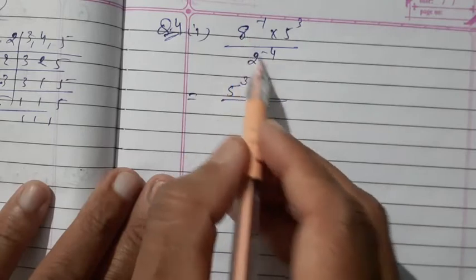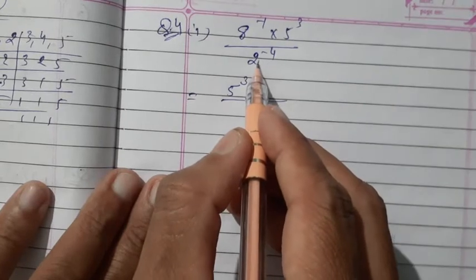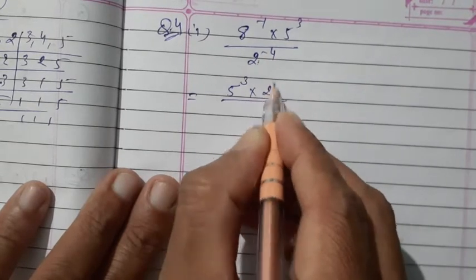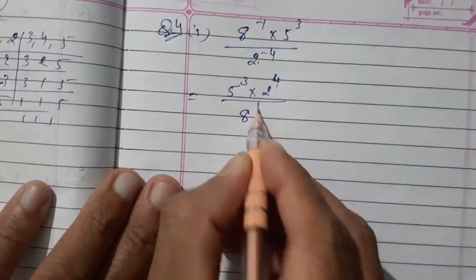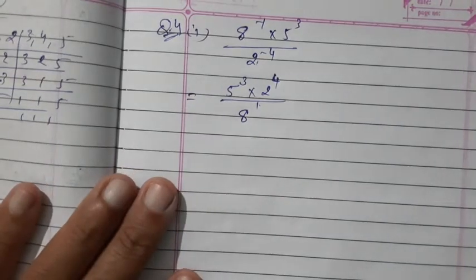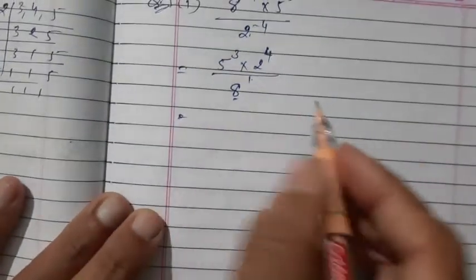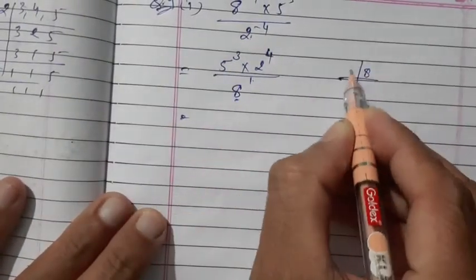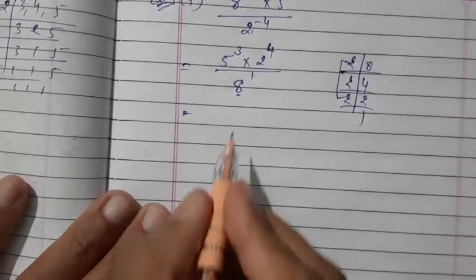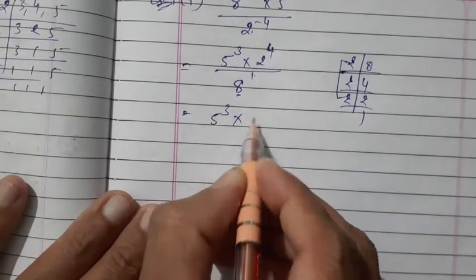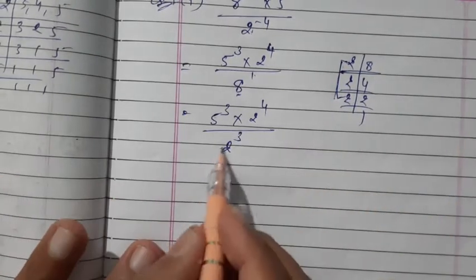Then change the position of the base with negative power. So what to do? Write 2 raised to minus 4 on the upper side as 2 raised to 4. Okay, and 8 raised to minus 1 comes to the denominator side. 8 raised to 1 means 8. Now factorize 8, which means write down the prime factors of 8. 8, 2 twos are 4, 2 twos are 2, and 2 ones are 1. So 2 is there 3 times. So 5 raised to 3, 2 raised to 4, and here 2 raised to 3, because 2 is there 3 times.